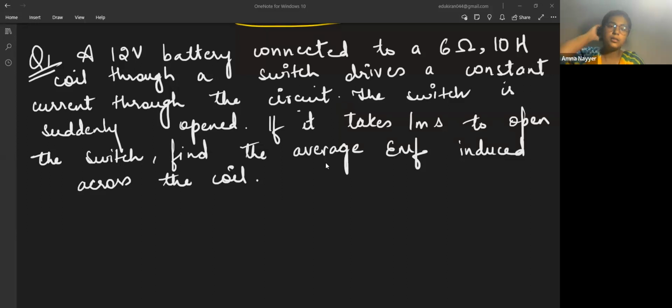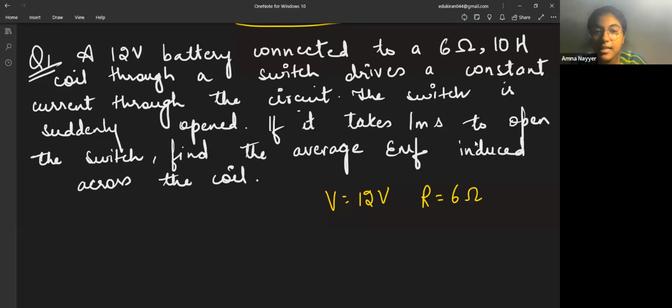All right. So yes, a 12-volt battery is connected. I was saying just write the data that is given to you. Voltage is 12 volt, resistance is 6 ohm. You have L also, the value of self-inductance, that is 10 Henry, and time also is given to you.